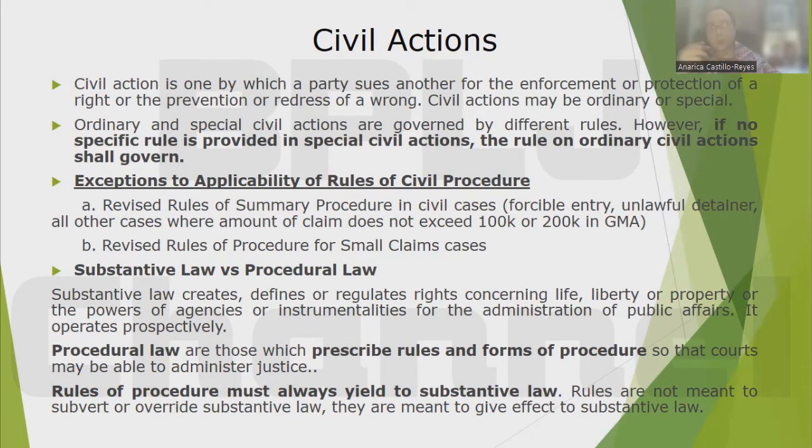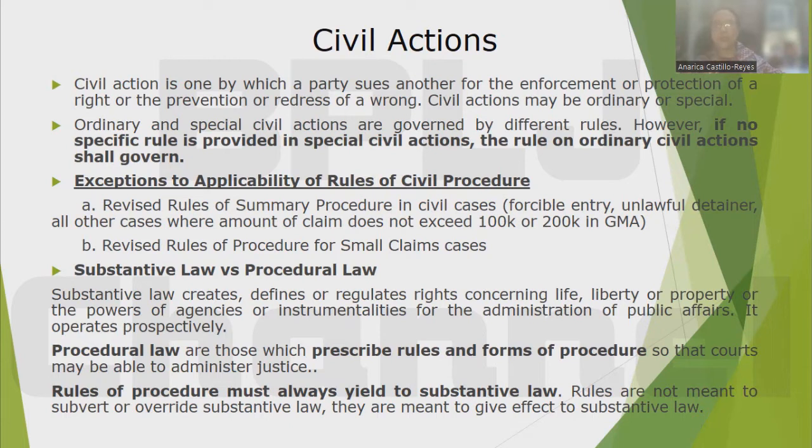Now we have to also learn the distinction between substantive law and procedural law. What is substantive law? Substantive law is content law. Okay, it creates or defines rights, okay, concerning life, liberty, property, the powers and agencies of government for the administration of public affairs. Considering that it basically deals with the provision of rights, it operates prospectively. So from the time of its effectivity onwards. On the other hand, procedural law are those which prescribe rules and forms of procedure so that the courts may be able to administer justice.